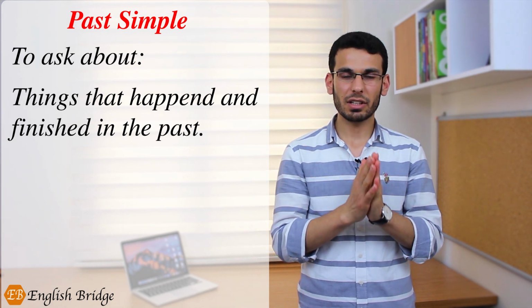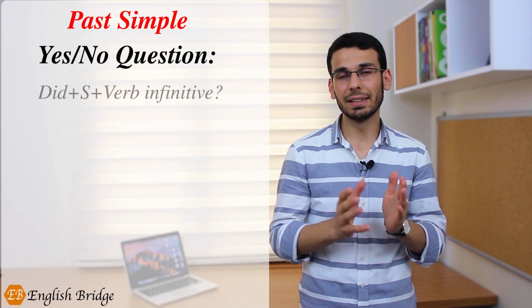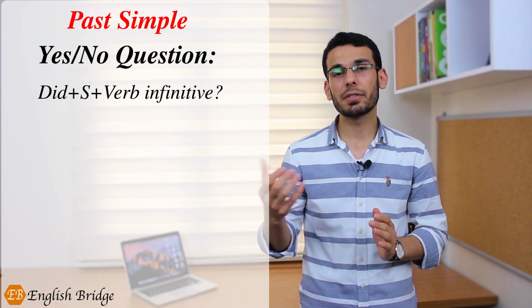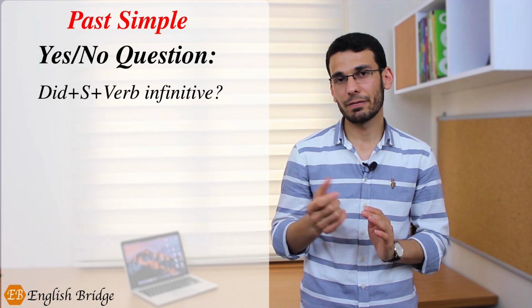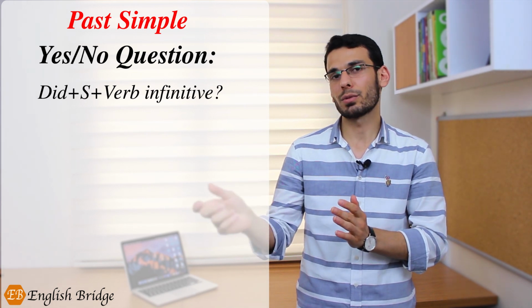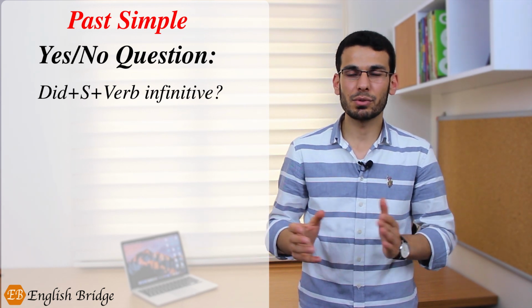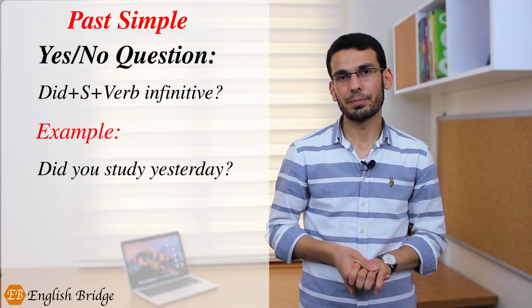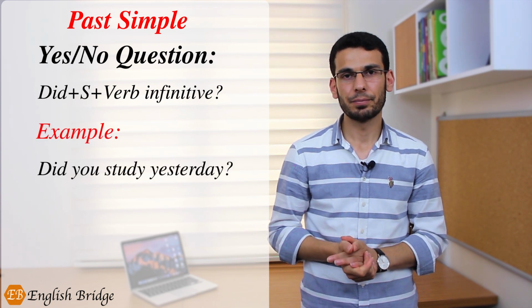Okay? Now, to make a yes-no question in past simple, we use at the beginning of the sentence did, followed by a subject, any pronoun or noun, and after that we use verb infinitive. Again, verb infinitive. Here, focus on this because some people use verb to with ed in the question. We don't use verb to or ed in the question. Example, did you study yesterday?